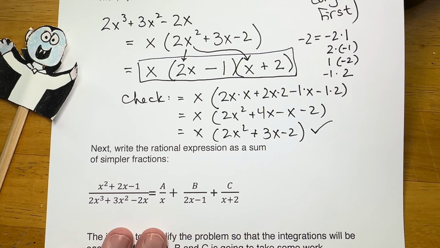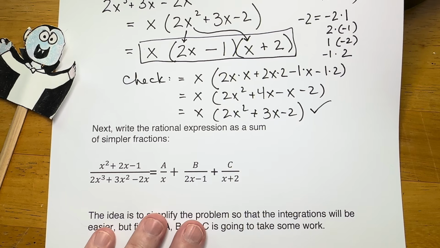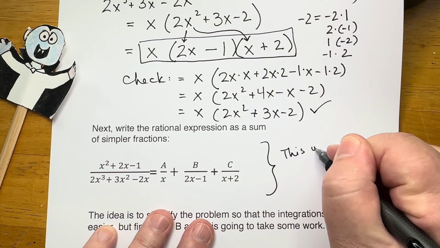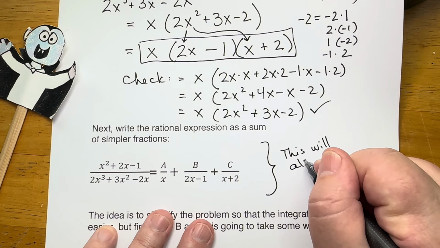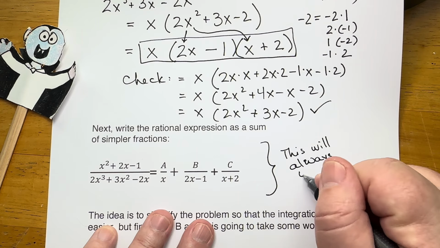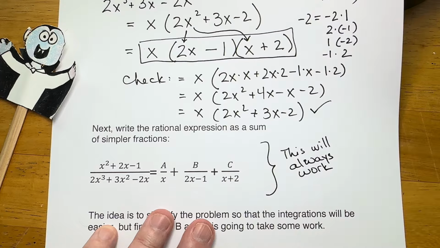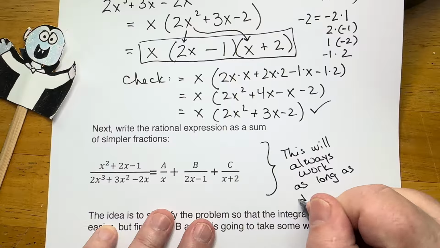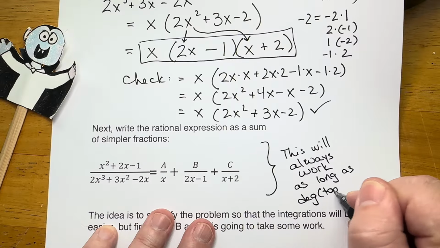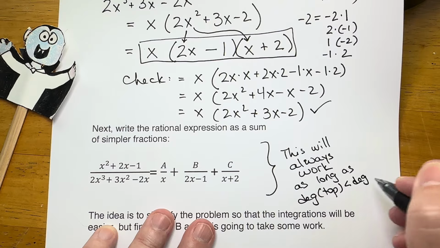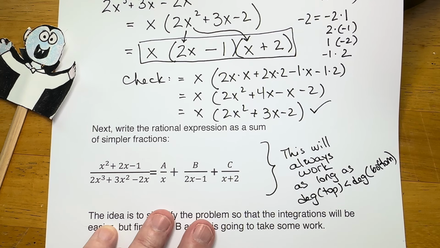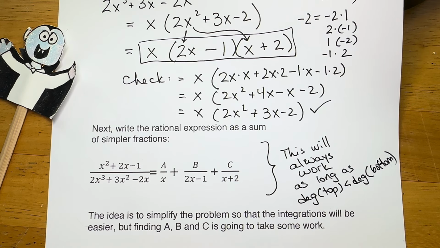Now, is this allowed, and will this always work? This will always work, as long as the degree of the top is less than the degree of the bottom. That's the only thing you have to worry about. And it has to be strictly less than. If they're equal, you do have to use long division.